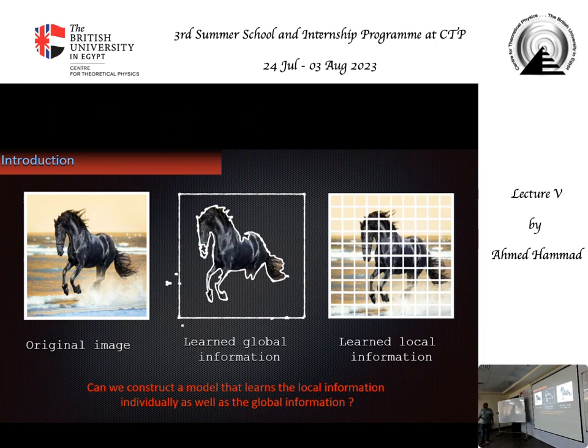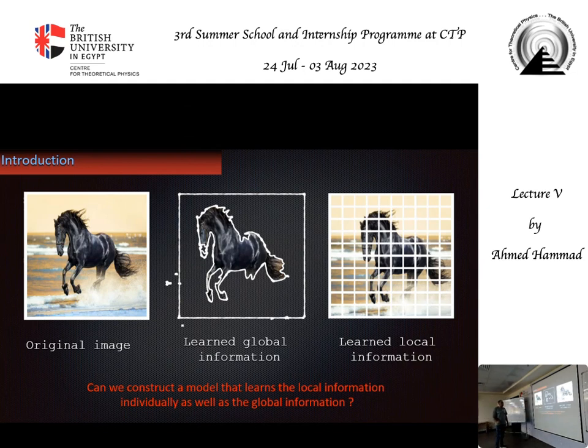What exactly is the difference between global and local information? This is the original image. This is what's called the global information of the image, where the model understands the whole object, the correlation among the pixels that construct the whole object. And this is the local information. The model learns information at different pixels independently. So the model stores information about these pixels apart from those pixels, apart from this pixel, apart from this pixel. So it learns local information of the image.